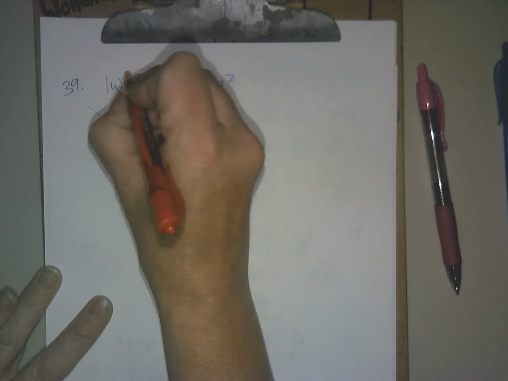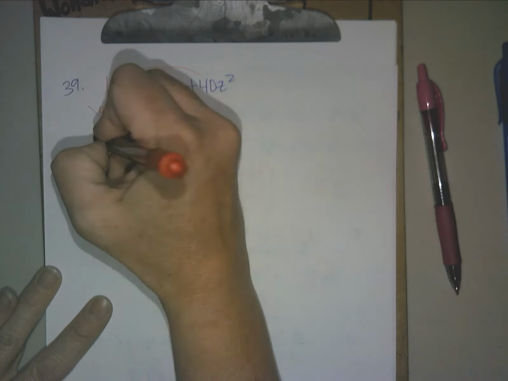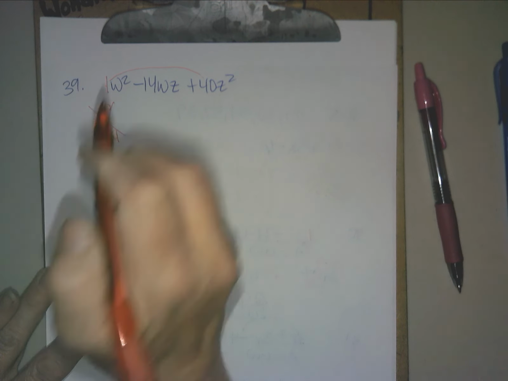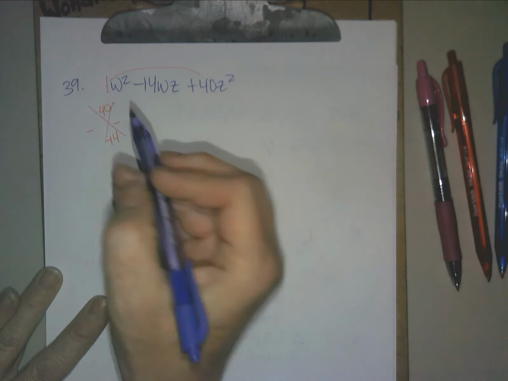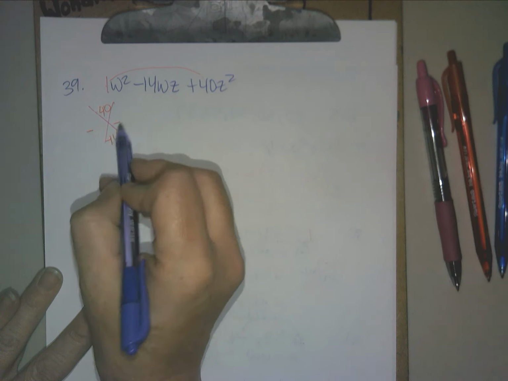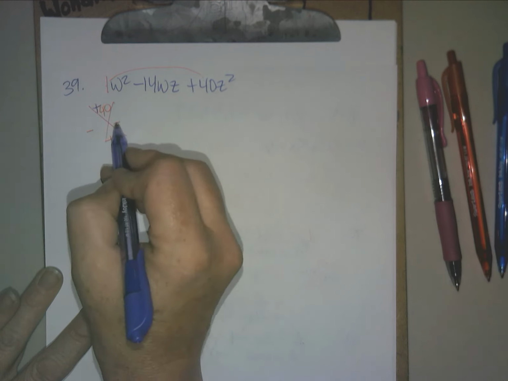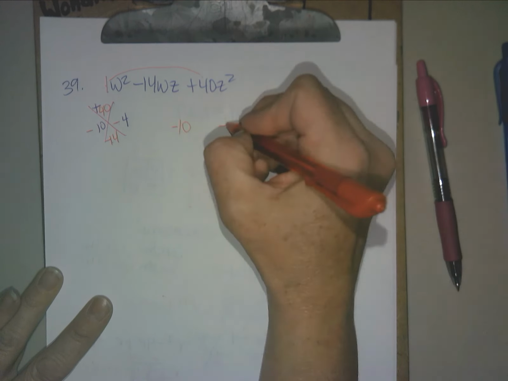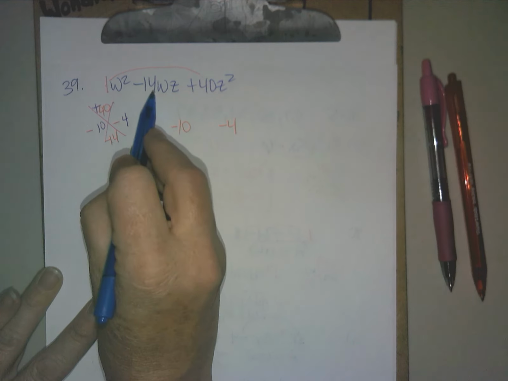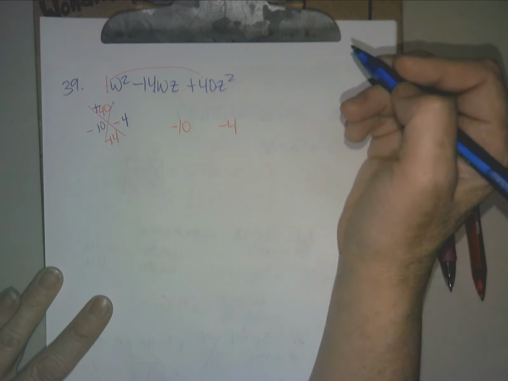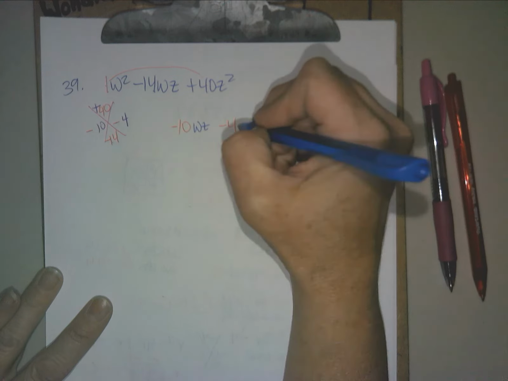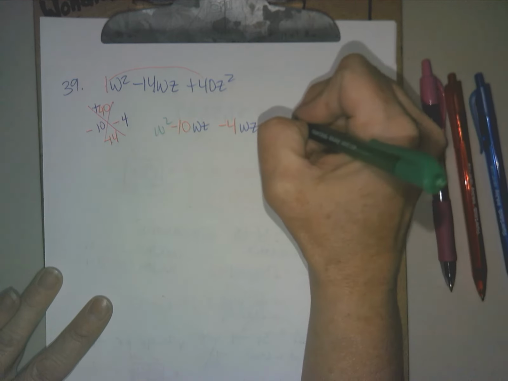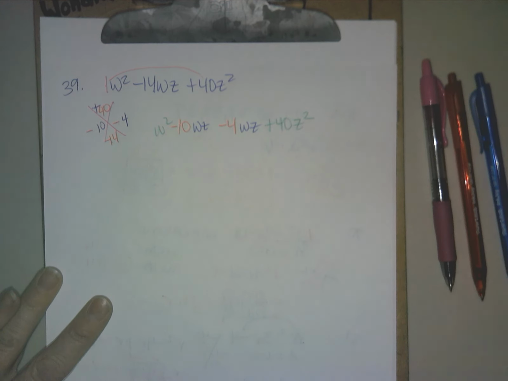So what multiplies to 40 times 1 is 40 and adds to negative 14? Well, if I multiply to a positive and add to a negative, then both my numbers have to be negative. Because in order to add to a negative, definitely one of our numbers has to be negative. But if it multiplies to a positive, then they both have to be negative. So I'm thinking negative 10 and negative 4. So that negative 10 and that negative 4 are used to expand the middle term. So instead of negative 14WZ, I say negative 10WZ and negative 4WZ. And then the first term, W squared, and the last term, 40Z squared, those stay the same.